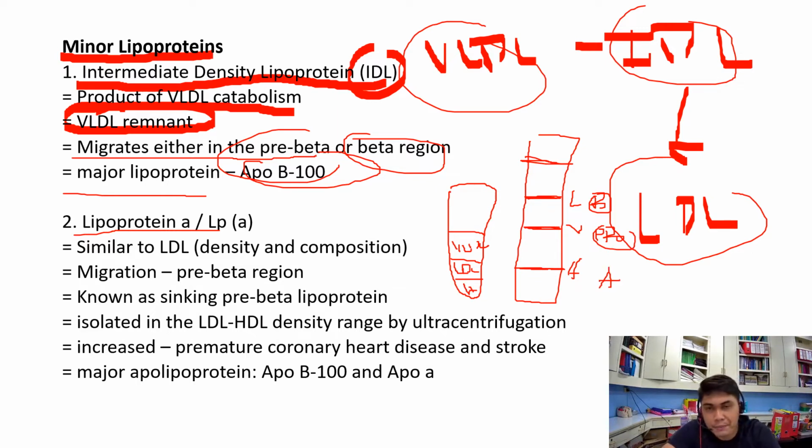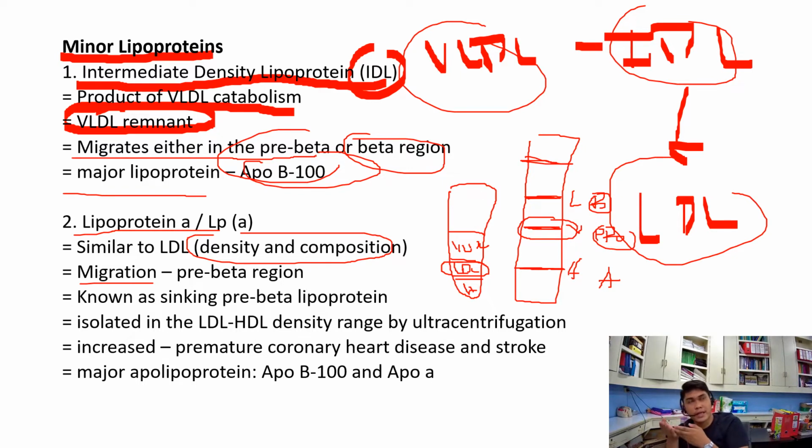Okay. So lipoprotein A has a density like LDL, but the migration is in the pre-beta region. If the density of a lipoprotein is like LDL, the normal expectation is that its migration is here in the beta region. But in this case, the migration of lipoprotein A is in the pre-beta region. So it has the same migration characteristic as VLDL, but the density and composition are the same as LDL.